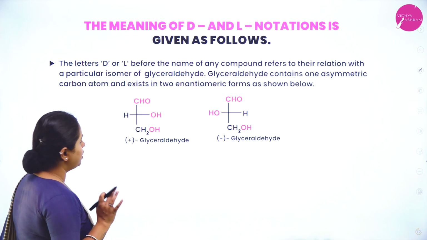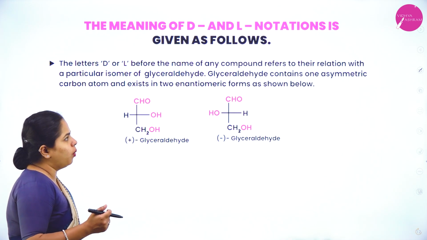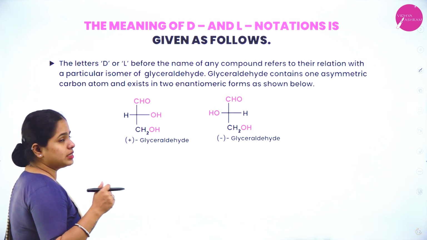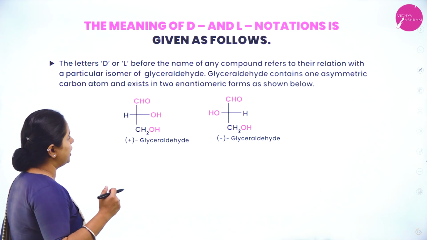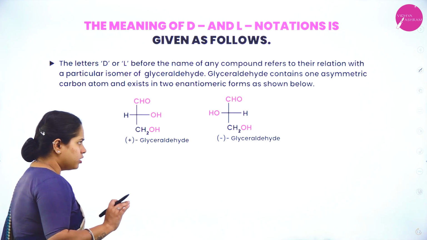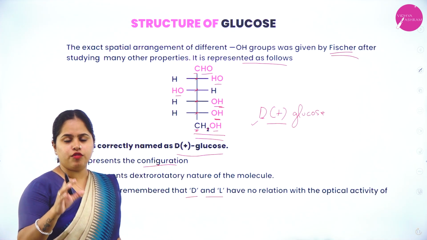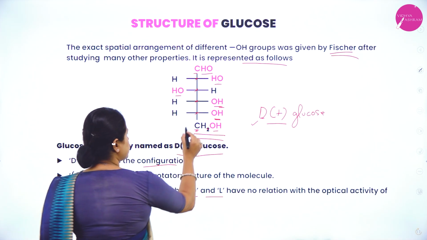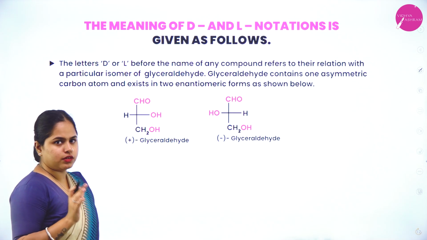So, now let's see about D and L. The letters D or L before the name of any compound refer to their relationship with the particular isomer of glyceraldehyde. Glyceraldehyde contains one asymmetric carbon atom and exists in 2 enantiomeric forms as shown below. So, how can you identify whether it is D or L? For that you have to consider the first asymmetric carbon atom. In here also this is your first asymmetric carbon atom. So, let's understand it on the basis of glyceraldehyde.